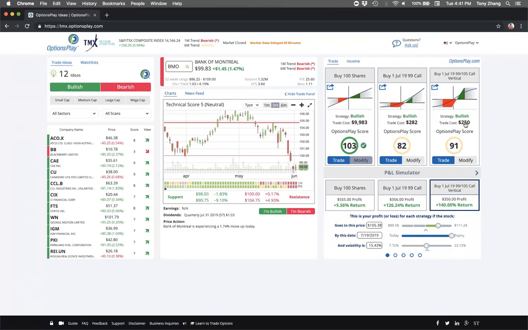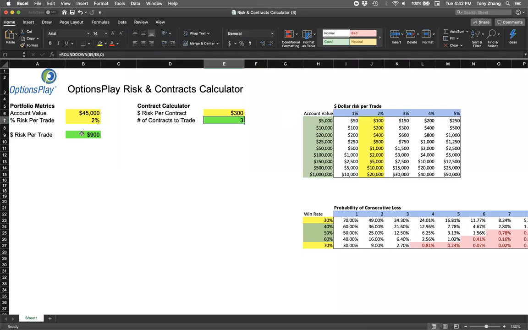Now, our platform will actually calculate for you the appropriate number of contracts if you simply plug in the amount that you're willing to risk. So what you want to do is use our calculator and put in your account value. So let's say you have a $100,000 account. It will spit out that you can risk $2,000 per trade.